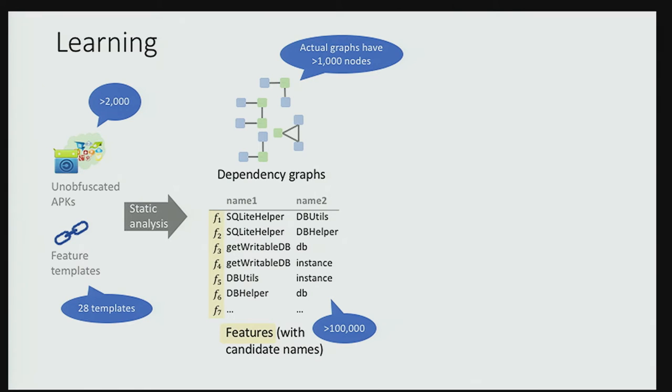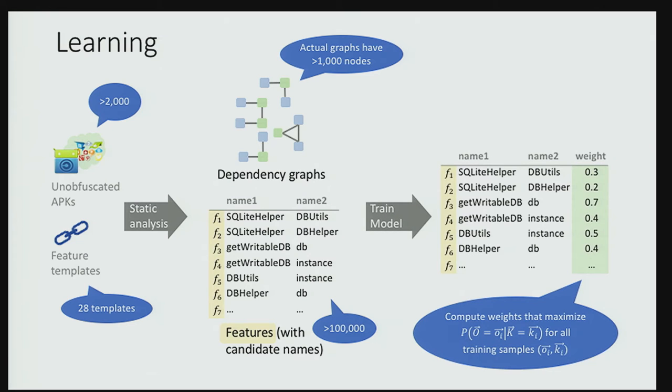So we almost have the probabilistic model. What is missing is we don't have the weights for these feature functions. This is done in the next step, in a training step, in which we compute weights that maximize the probability that all the applications in our training data are correctly predicted.